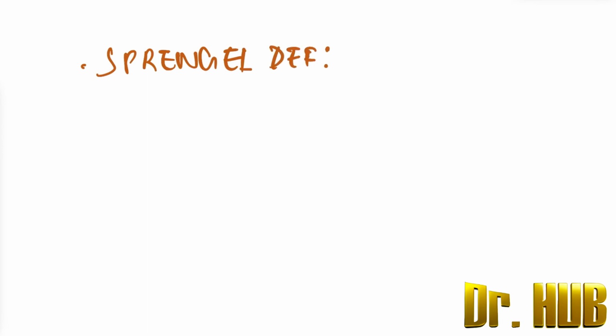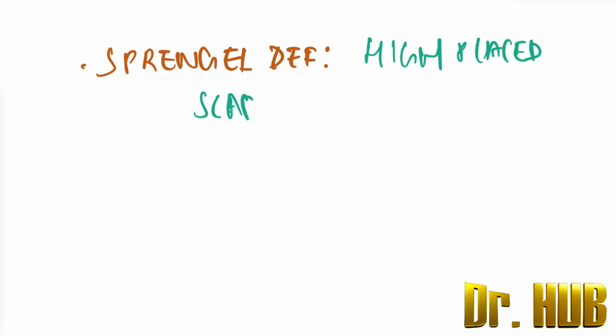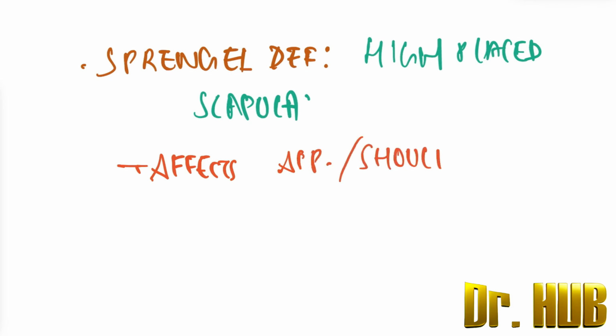Lastly, there is the Sprengel deformity. The Sprengel deformity is a high placed scapula, and it affects the appearance as well as the shoulder motion.